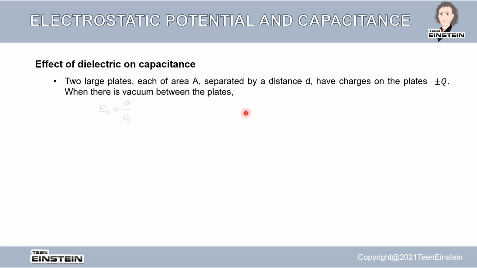When there is vacuum between the plates, the electric field between them is equal to sigma by epsilon 0, where epsilon 0 is the permittivity of the vacuum. Then we will derive what is V0. V0 is the potential, which is equal to E0 multiplied by D. So the capacitance C0 equals Q divided by V0, which is equal to epsilon 0 A by D. This is what we derived in the last case, and the subscript 0 is added to represent that this is the case where there is vacuum between the plates.